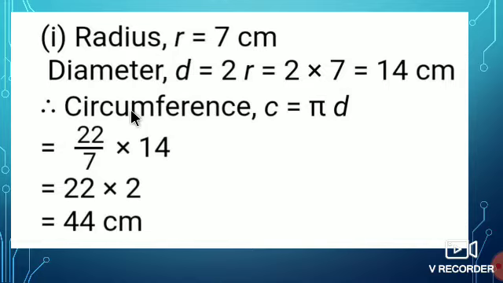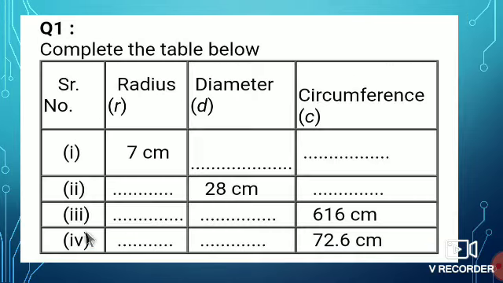And the formula of the circumference is pi d. Now we know the diameter, so we will take here diameter. And it is not given the value of the pi, so we will take the value of the pi as 22 upon 7. This pi multiplied by diameter 14, you will get the 44 centimeter. So in the table here you have to write the 14 centimeter and the 44 centimeter.